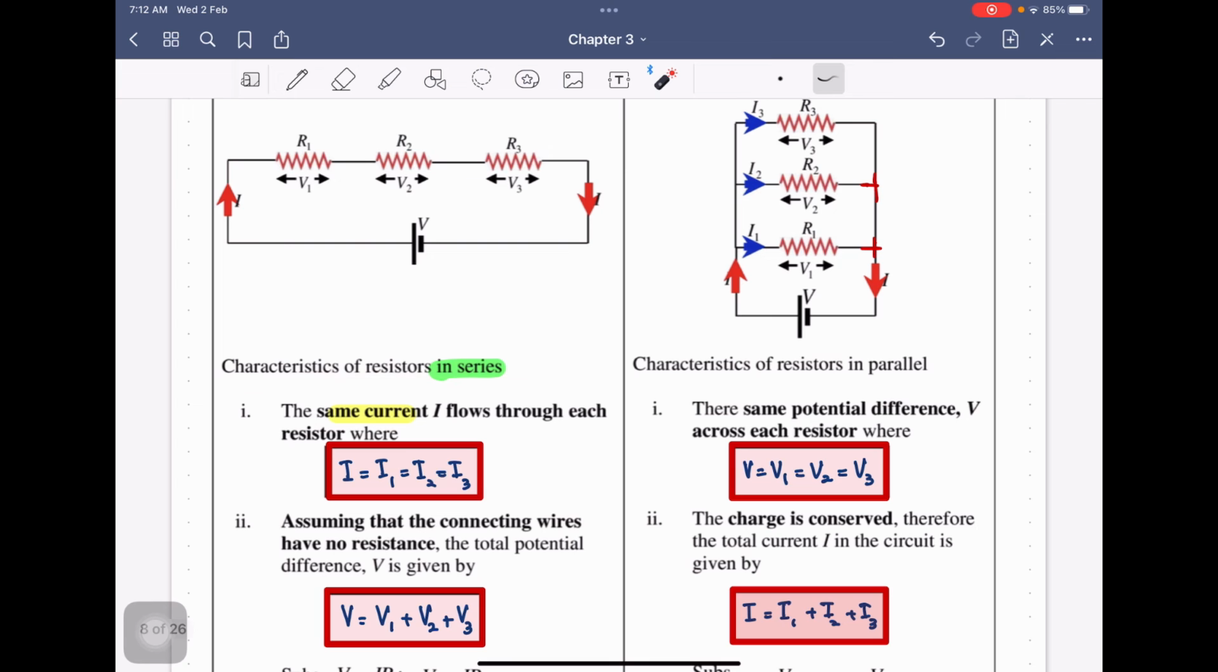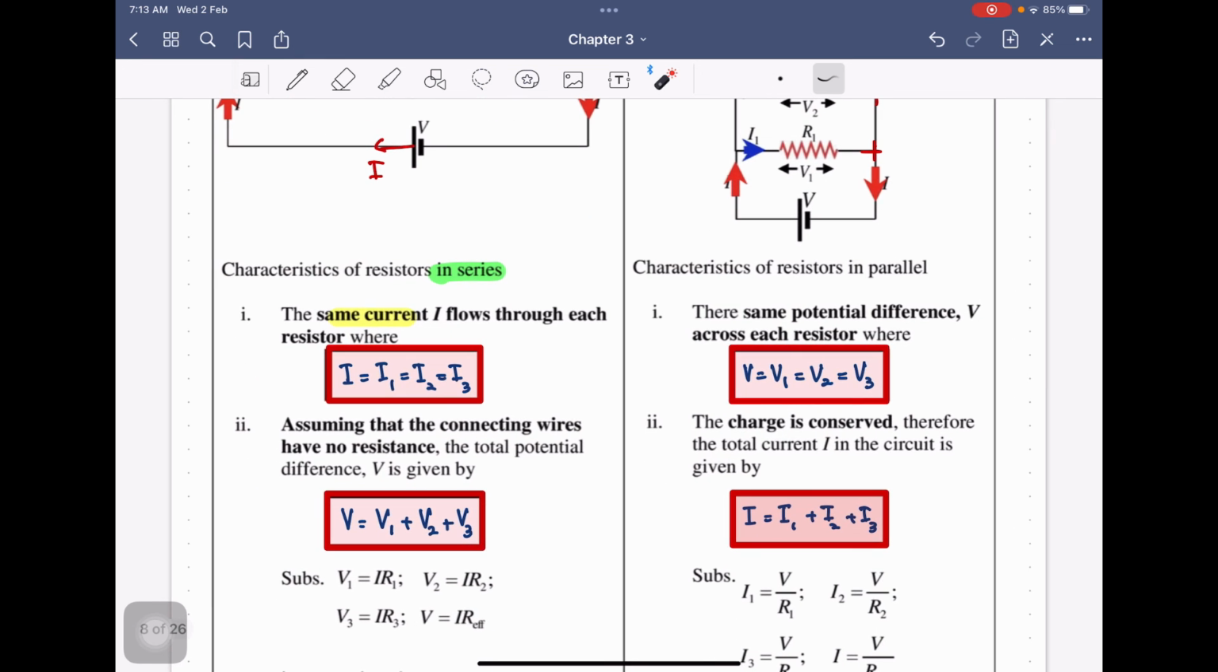Kriteria yang ada pada resistor kita susun secara sesiri. Kat sini dia bagi tahu the same current I flow through each resistor. Okay, current akan flow daripada mana? Current akan flow daripada positive terminal pergi kepada negatif terminal. If you can see from this circuit, current yang sama akan lalu R1, yang sama akan lalu R2, current yang sama juga akan lalu R3. So the same current I flow through each resistor.